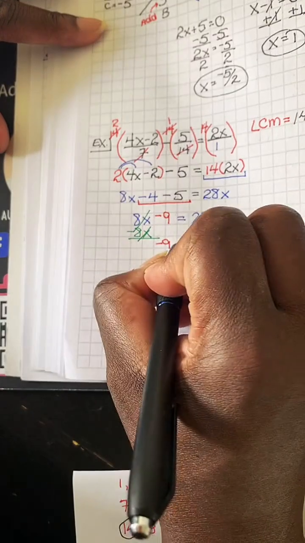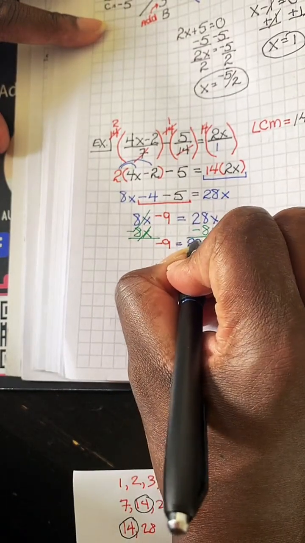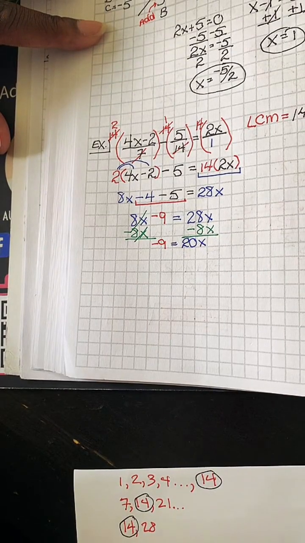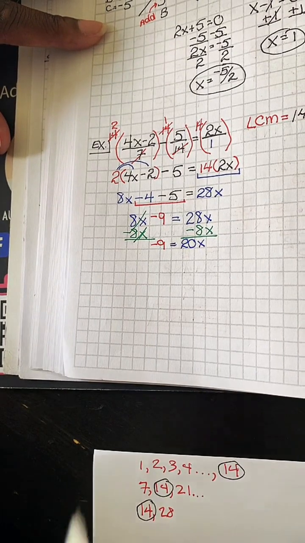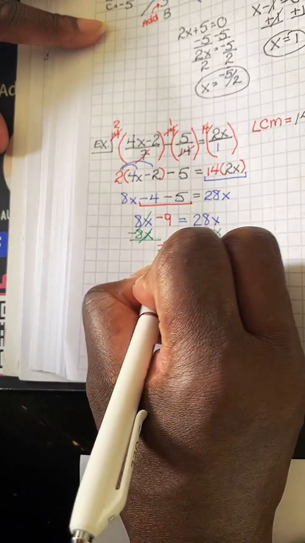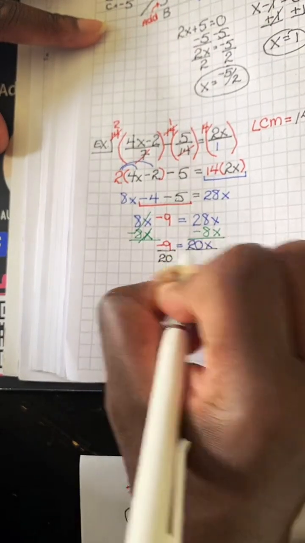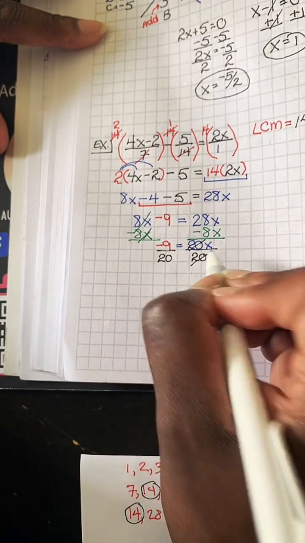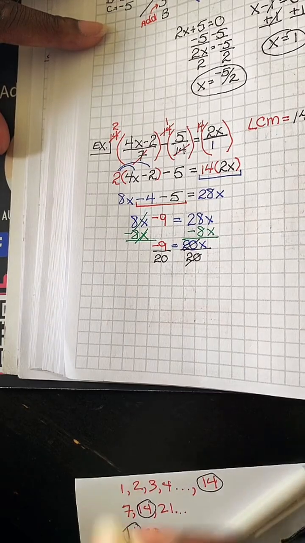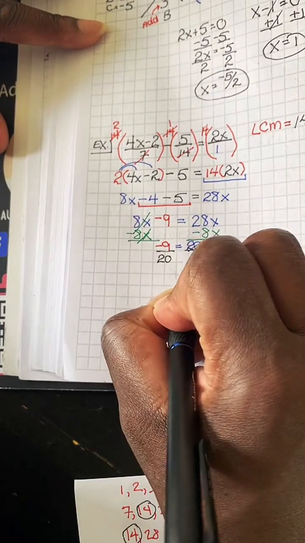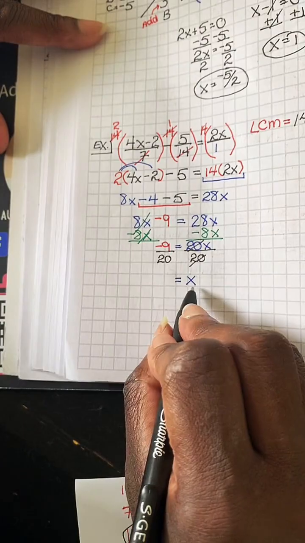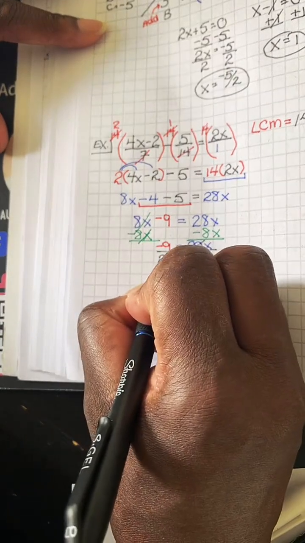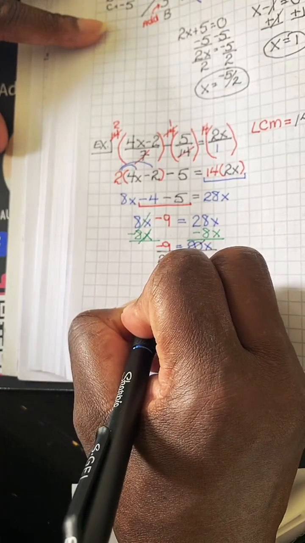Then we have our equals 20x. Now we want to divide by 20. And here we are. X is all by itself on one side of the equal sign. That's the goal. And my final solution is negative 9/20.